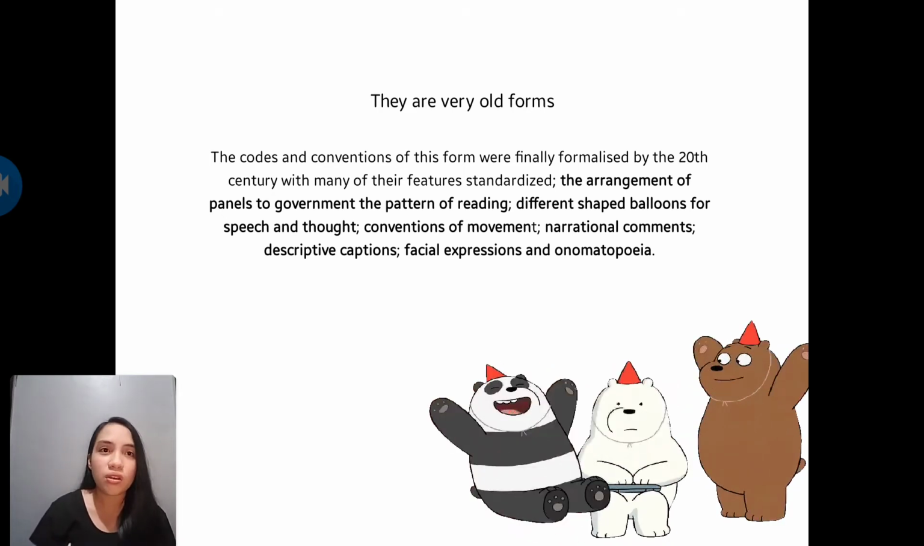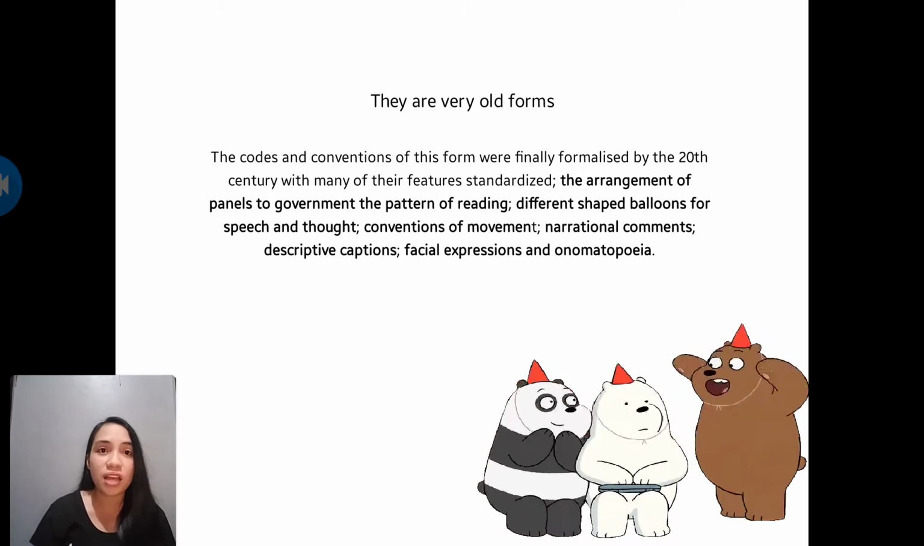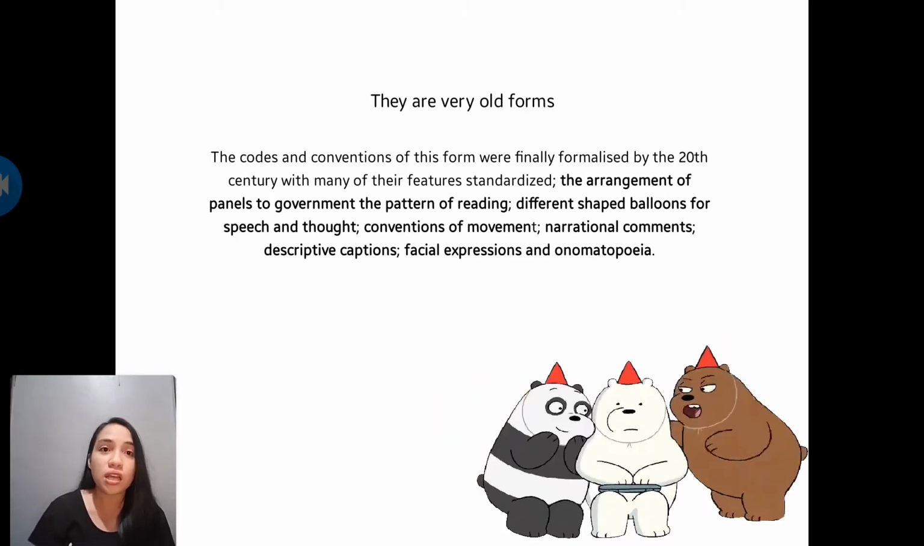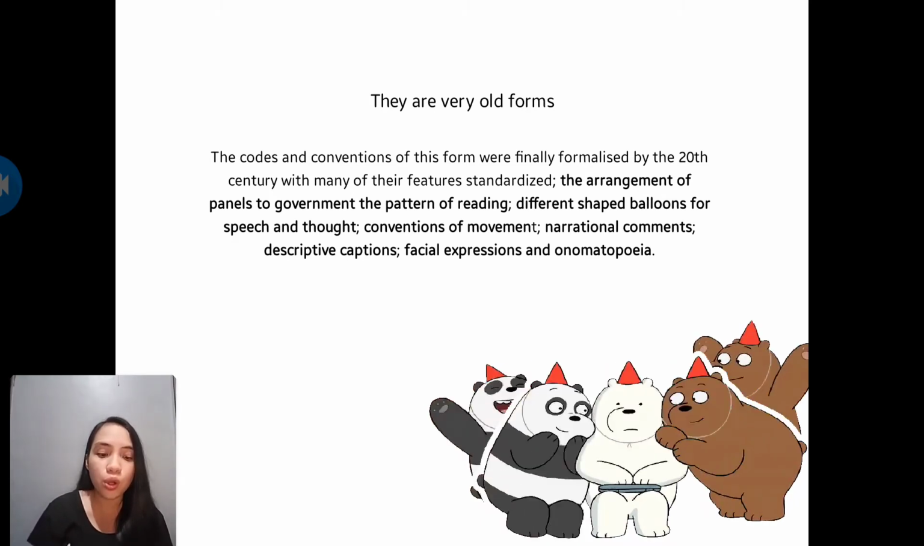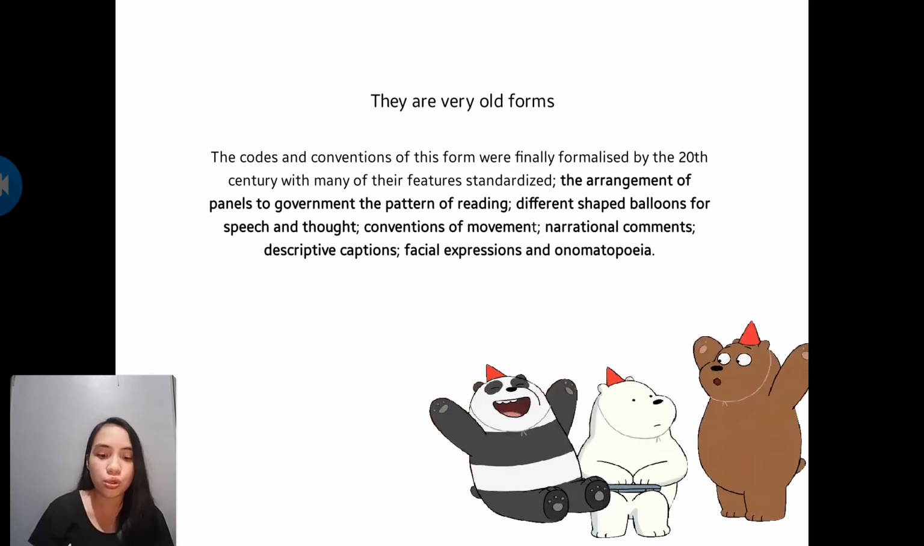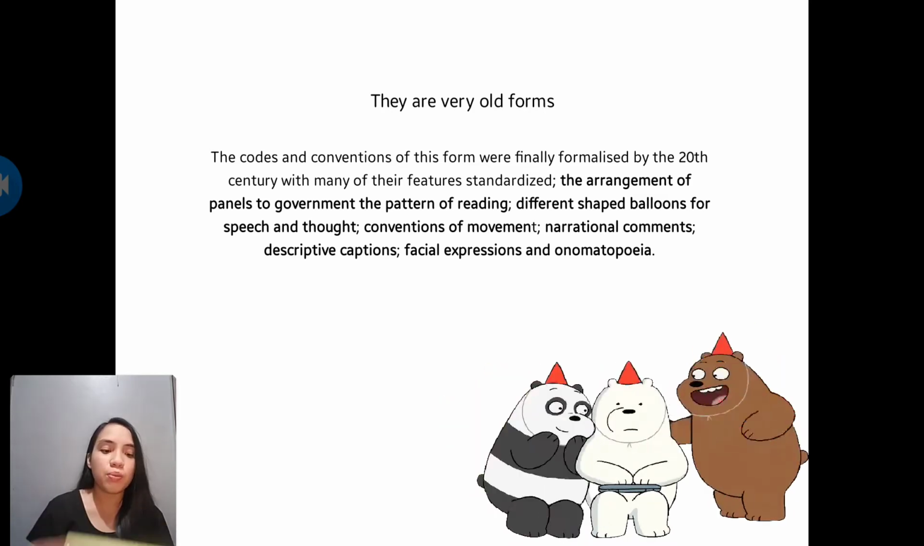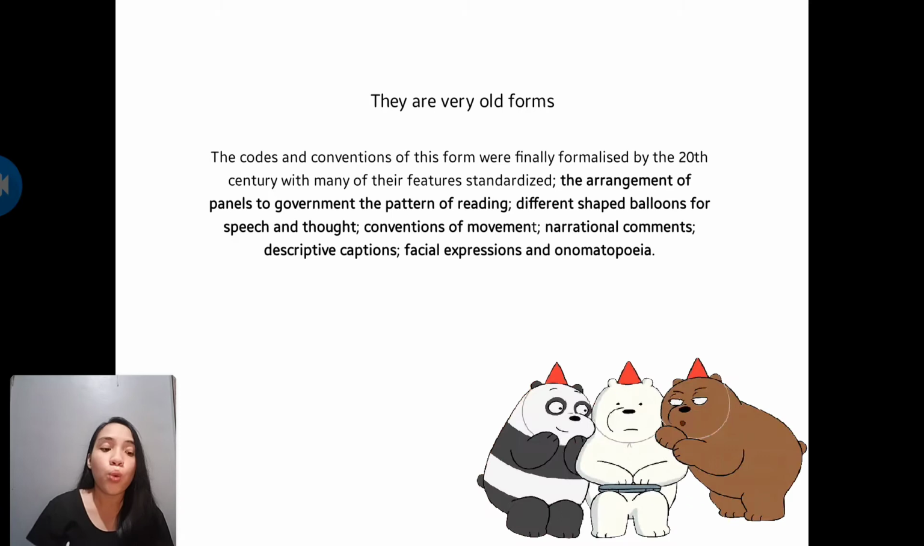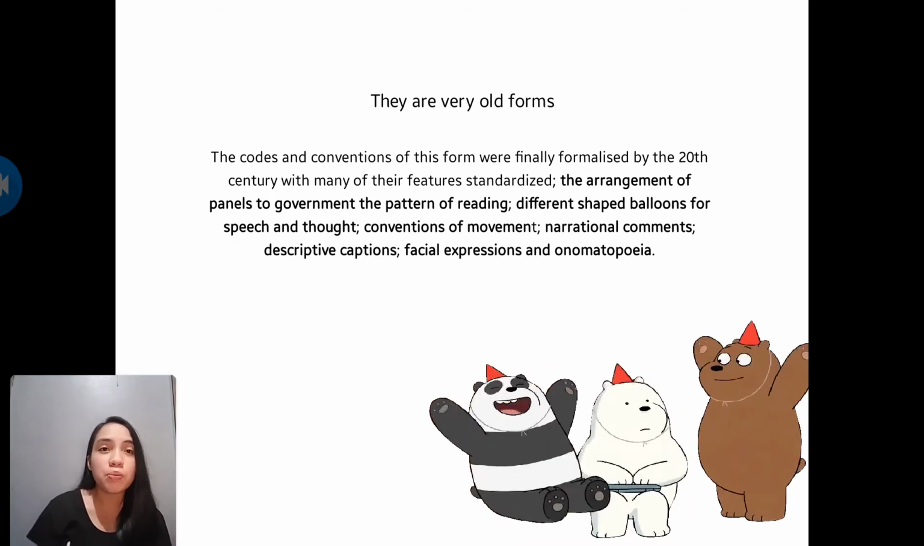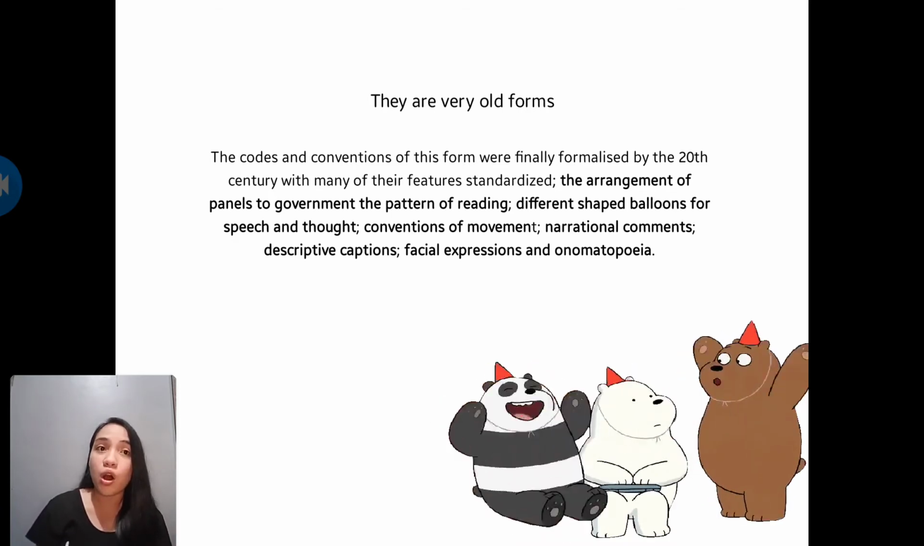And the codes and conventions. So what are these codes and conventions? These codes and conventions are a symbol or a system of principles or rules, or the basic principles of procedures. Or what are the principles or rules of the comic strips?